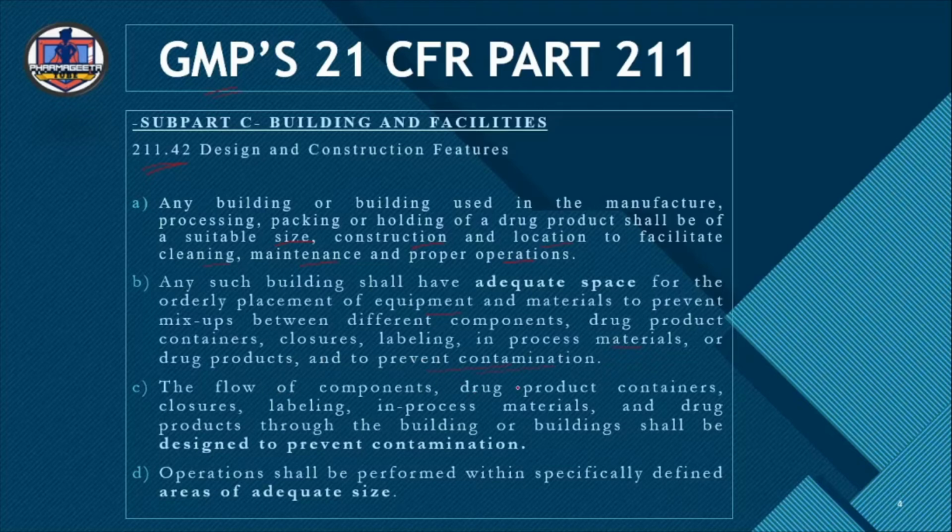The flow of components, drug product containers, closures, labeling, in-process materials and drug products through the building or buildings shall be designed to prevent contamination. Again, to prevent contamination is the sole criteria. Operations shall be performed within specially defined areas of adequate size. Likewise, each and every area of an industry is specialized for particular operation like filling, sealing, production, manufacturing, and area for packaging, or area for R&D, F&D, etc.